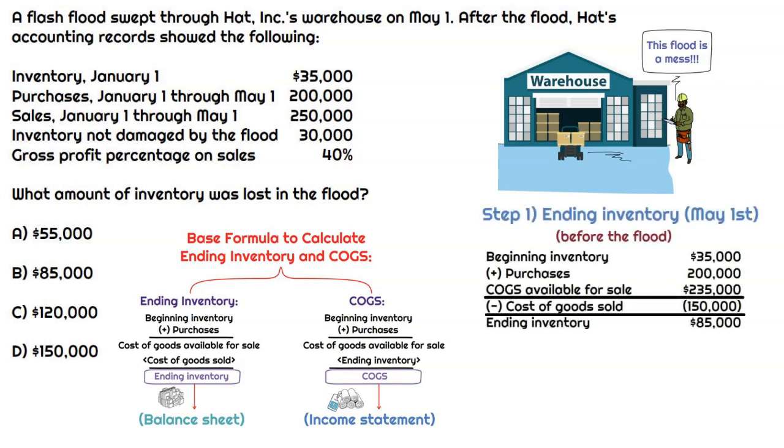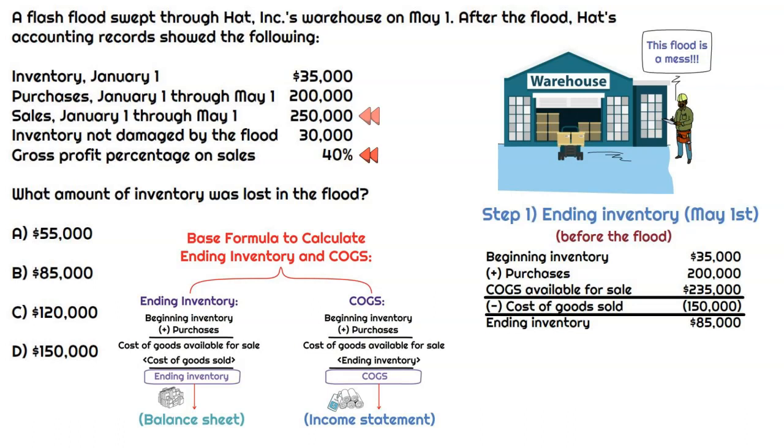So as you can see in step one, we'll start with beginning inventory, which is $35,000. Then we'll add in purchases of inventory from January 1st to May 1st of $200,000. Now that gives us cost of goods available for sale of $235,000. Now in order to arrive at ending inventory, we would subtract cost of goods sold, but they don't explicitly tell us that in the question.